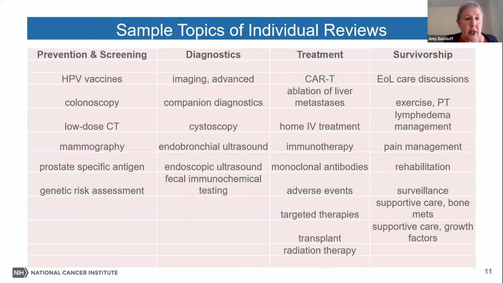This is a snapshot of the sort of topical areas for individual reviews. As you can see, they do cover the spectrum. Lots of focus on screening techniques and procedures. Diagnostics were focused principally on advanced imaging and other kinds of imaging-related diagnostics. Treatment focused on systemic therapy for the most part. And then in terms of survivorship, there was really a sort of scattershot of topical areas.